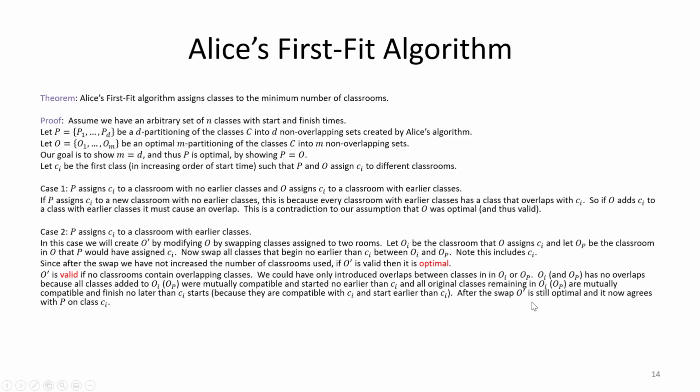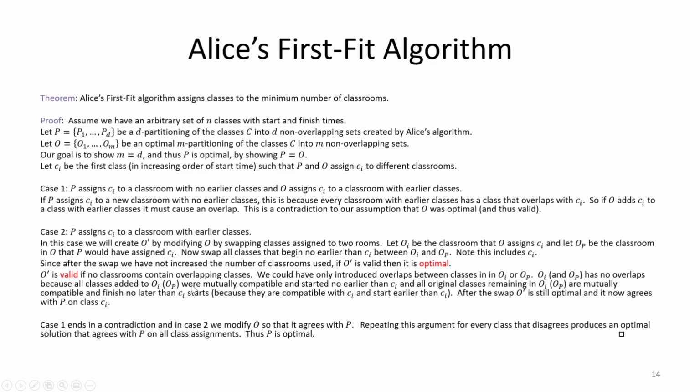Okay. But after the swap, O prime is still optimal by our argument here. But now it agrees with us on this class. So here we do the swap on purpose because now we can say the only reason that they disagreed was a tie. And effectively our argument says we could settle the tie either way, so let's settle it our way instead, therefore we've got agreement.